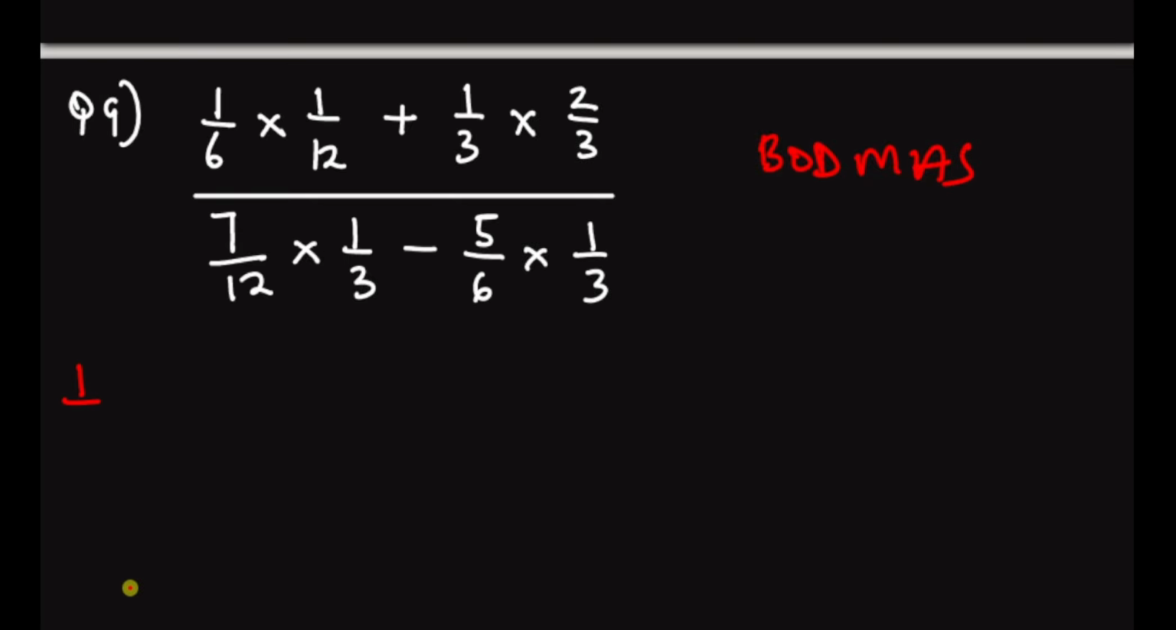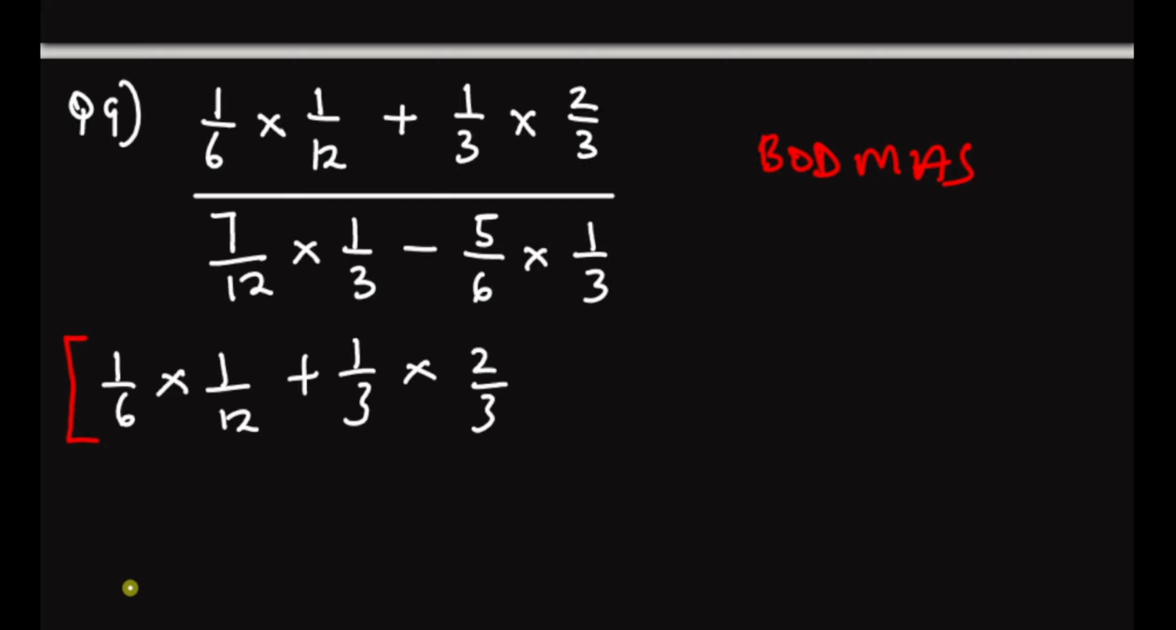So 1 over 6. We bring our brackets, then we just repeat the fractions. 1 over 6 times 1 over 12 plus 1 over 3 times 2 over 3. Then we close the brackets like that, and this is going to be divided because of this line, which means division as well. So divided by, we bring our brackets.